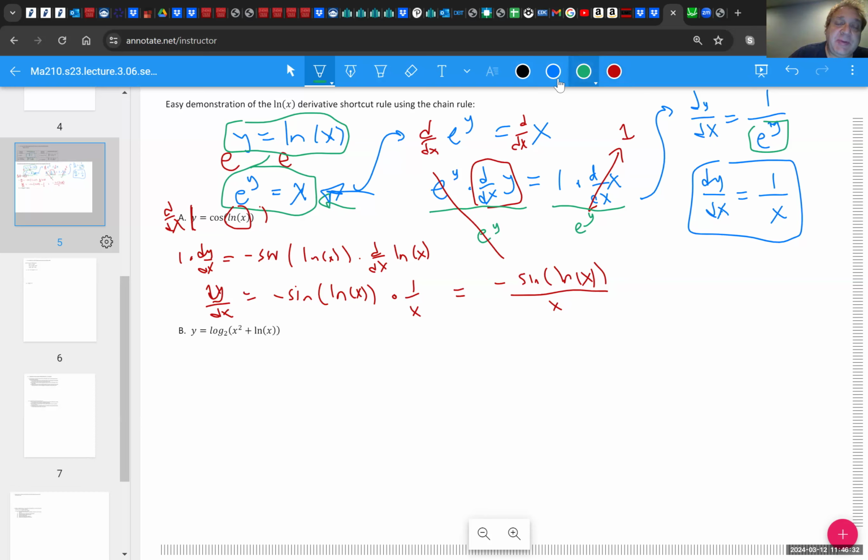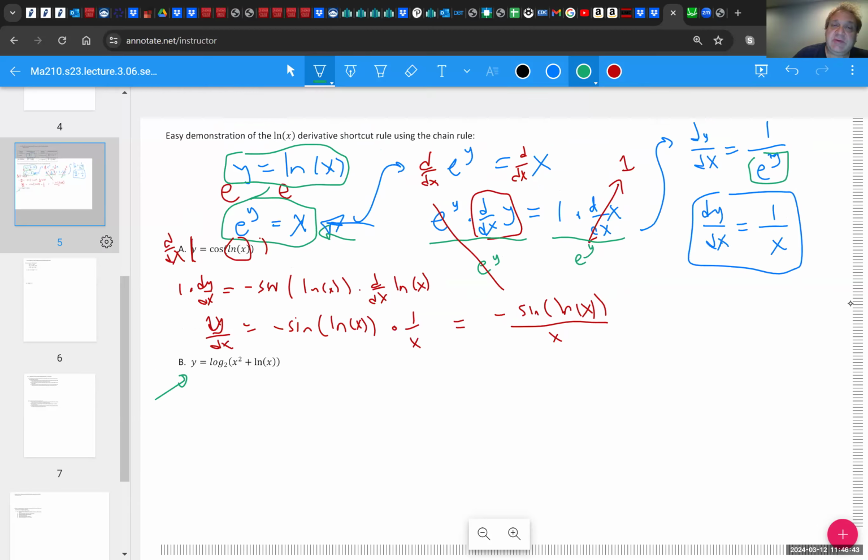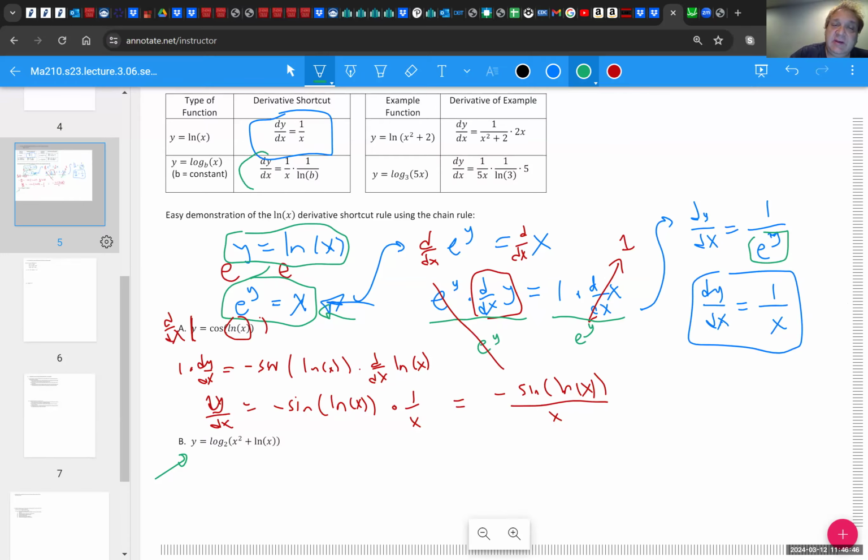All right, one more quick example here. I have log base 2 of some stuff, x squared plus ln x. So once again, I'm going to be using our new formula for the derivative of log of any base. It's 1 over x times that factor of 1 over natural log of b.